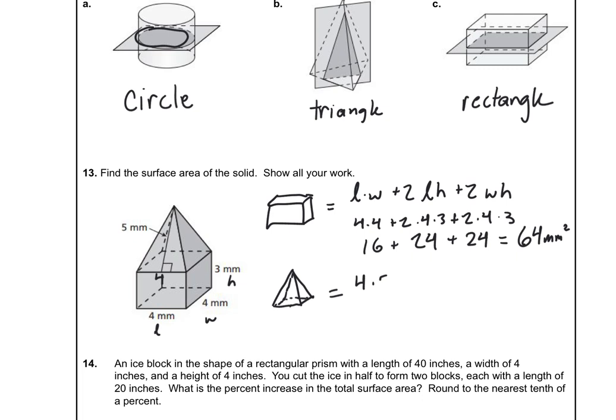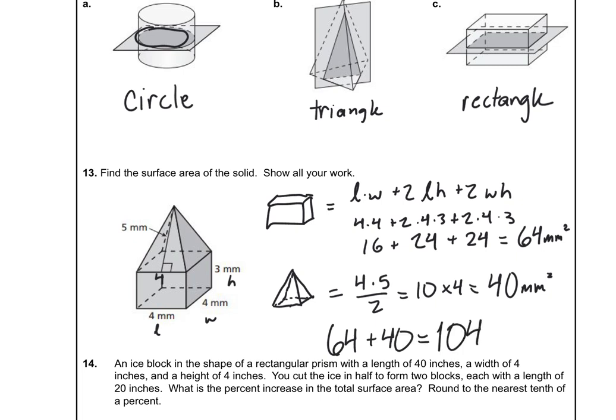So I'm going to do 4 times 5 divided by 2. This is going to be 10. And then since there's 4 lateral sides, I'm going to multiply this by 4, and I get 40 square millimeters. To find the total surface area, we're just going to add these two together, and we'll get a total of 104 square millimeters.